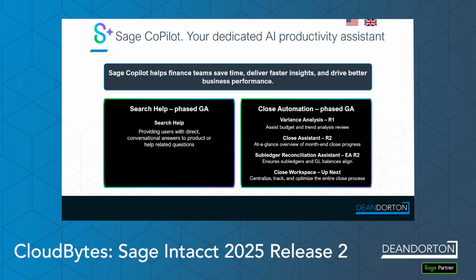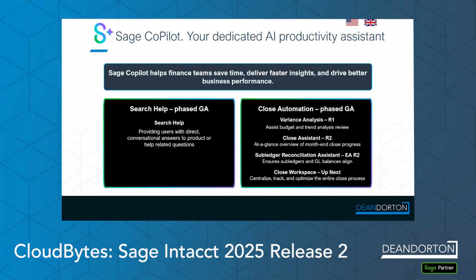So on the left-hand side of this slide, if you haven't noticed it, the help inside of Intacct now is very much conversational. You can go into the help, it's actually called search help, and you'll see the little Sage Copilot icon to the left of it, and it's more conversational now. Same thing you see on a lot of websites these days, where you can have a conversation with a bot, and it'll help you find the types of information that you need.